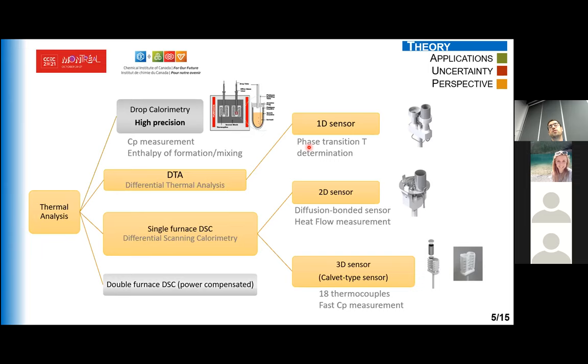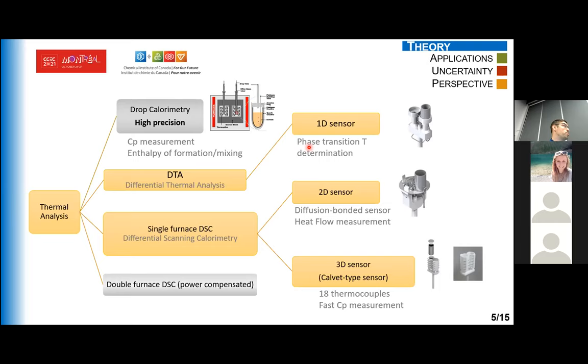We also have, in terms of thermal analysis, of course, differential thermal analysis. So we call this in the equipment that we have the 1D sensor. And this rod, or this equipment, is used to identify phase transition and, compared to the other plug and play rod that we'll see for the equipment that we have, are not that expensive. Then we have what we call singular furnace DSC. And this is what the results that I'm gonna present today are coming from.